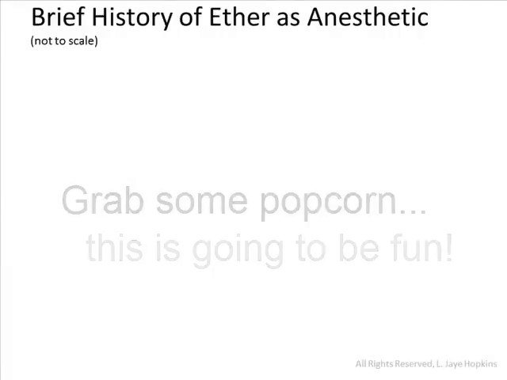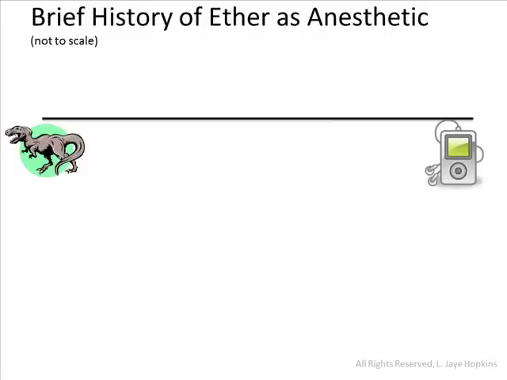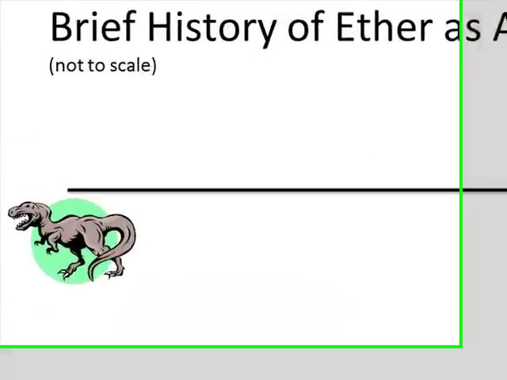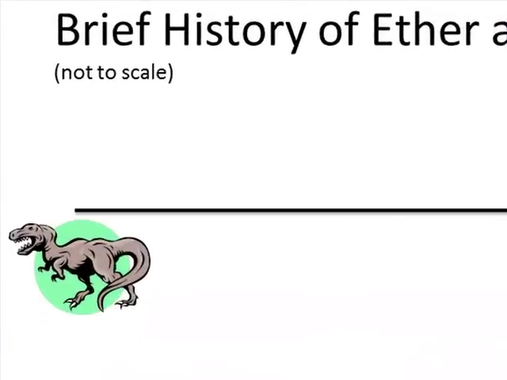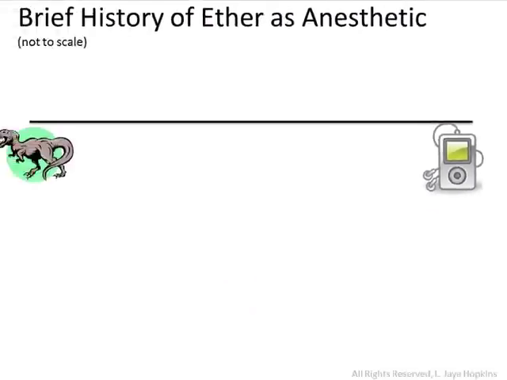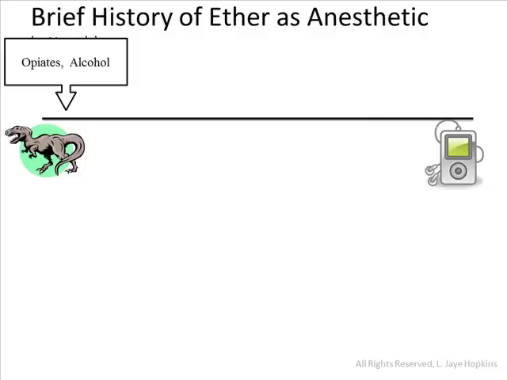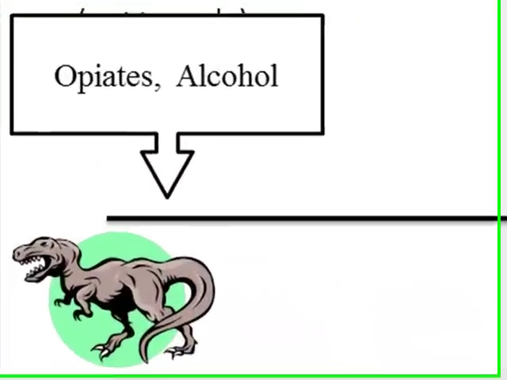In order to do this, let me just give you a little bit of background, and I'm going to require a very technical timeline to do this. So there we go. On the left side of the screen are old times, and on the right side of the screen are modern times. Now, for hundreds and thousands of years, human beings have been aware that they want to relieve their pain. And some of the earliest ways that they did this was by ingesting opiates or alcohol.